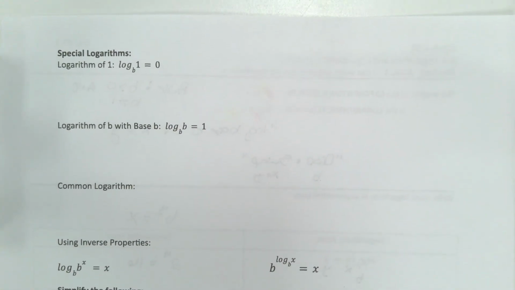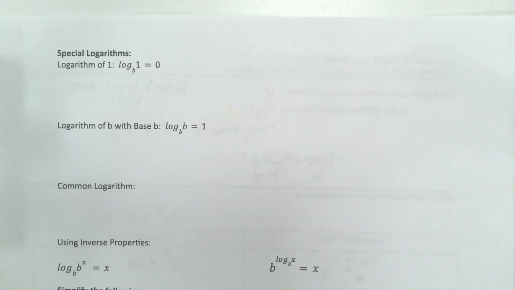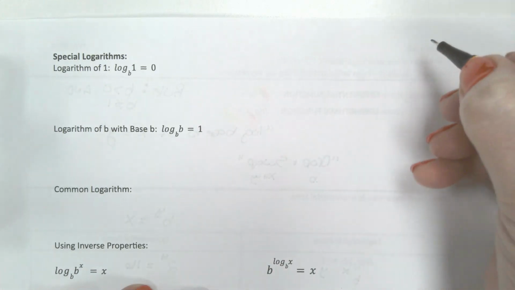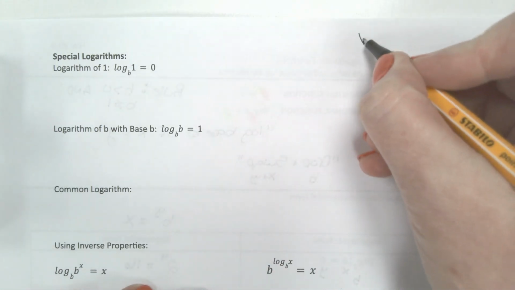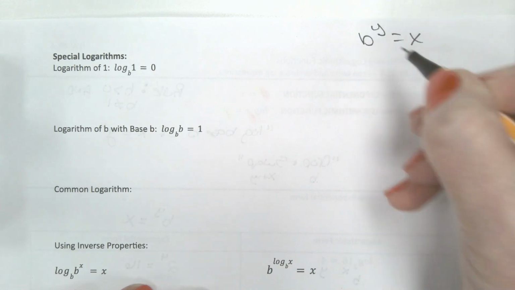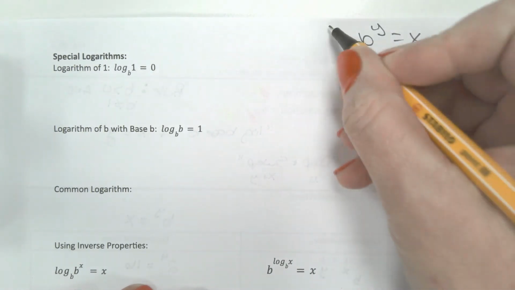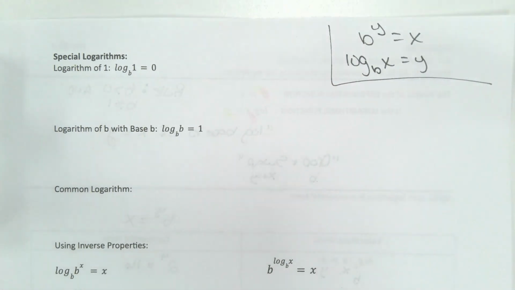On the back side, we have a couple of special ones. All right, so I'm also going to jot down that helpful formula. b to the y equals x. Log base b of x equals y. All right, so that is how you go back and forth from the other side.